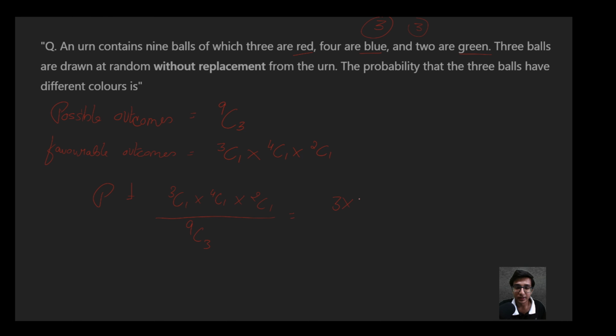So let us calculate this. 3 into 4 into 2 upon 9 into 8 into 7 into 3 into 2. So from here 3 cancels 9, 4 and 2 cancels 8. So from here we get our answer to be 2 by 7. So this is how PNC concepts are applied in probability. Let us look at a few more questions.